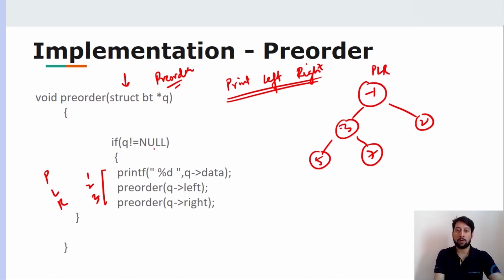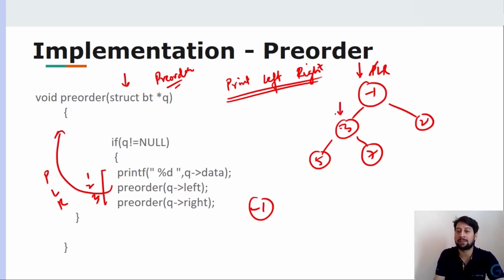Now is our Q null? No, absolutely not, because Q will be having some address, right? And that is not null. So pre-order means print first. So minus 1 will be printed. So this statement is done. Then we'll traverse to the left hand side, and this time this will be the root, and we are calling this pre-order function recursively again.